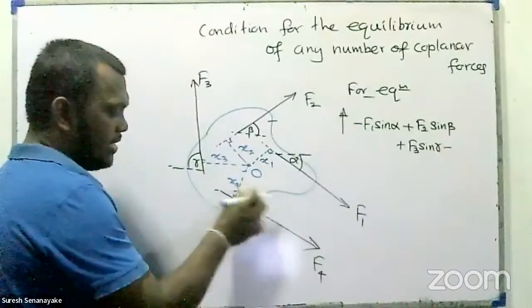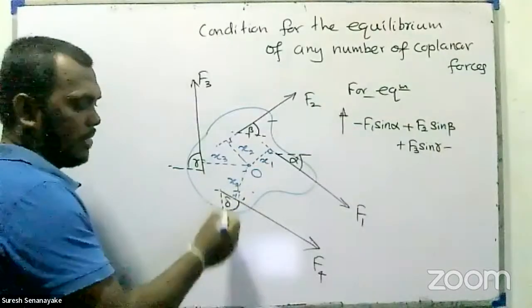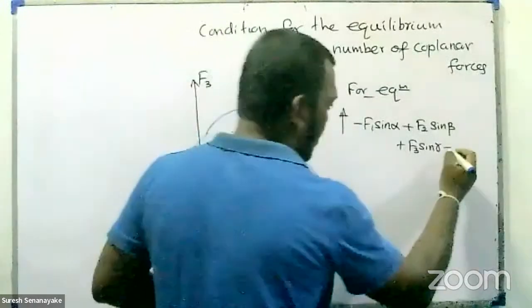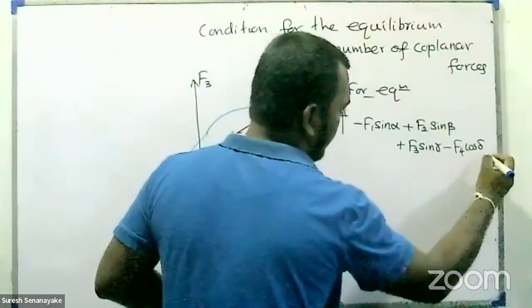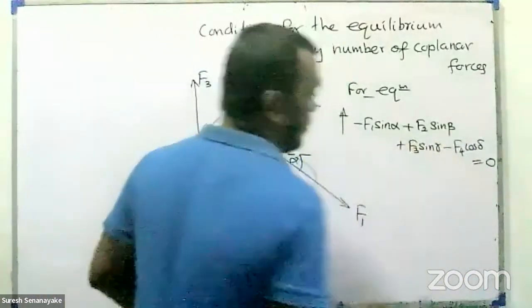I'll take this delta angle on this side. Then you can see it is minus F4 sine delta. So the absolute sum is zero.